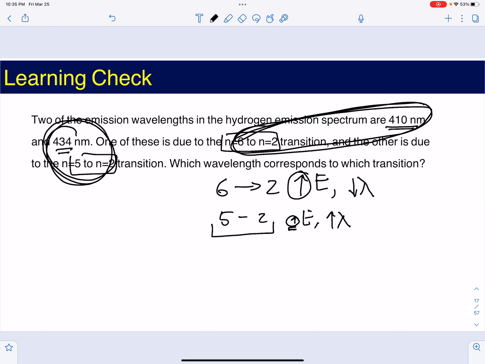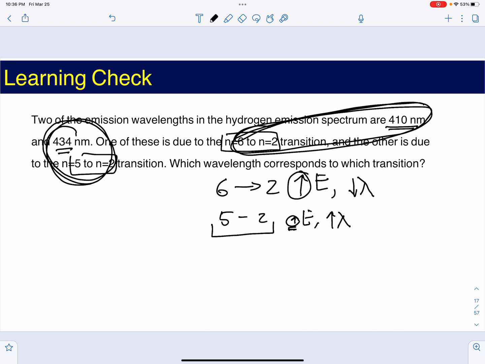All by relating the fact that the smaller the wavelength, the higher the frequency, the bigger the wavelength, the smaller, not the frequency, the energy. The bigger the wavelength, the smaller the energy.